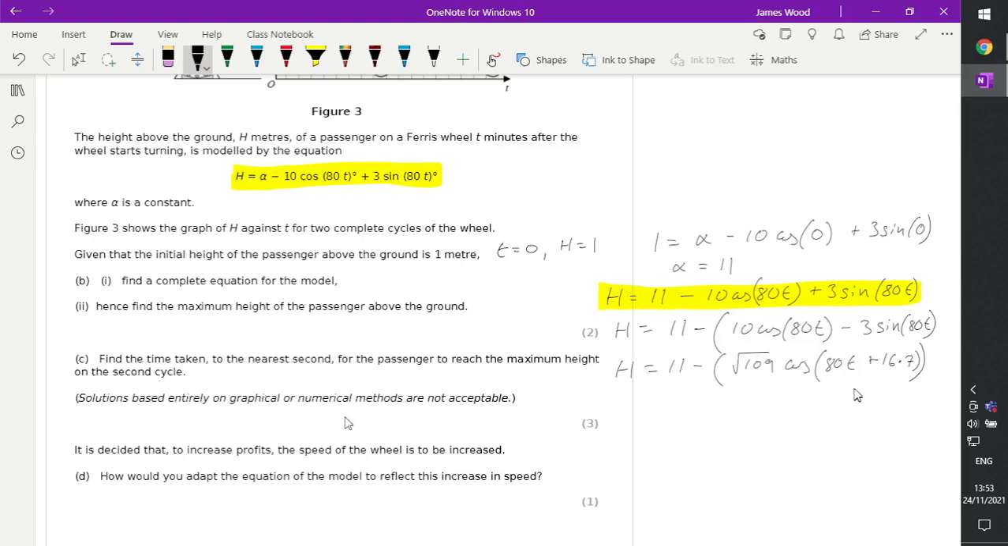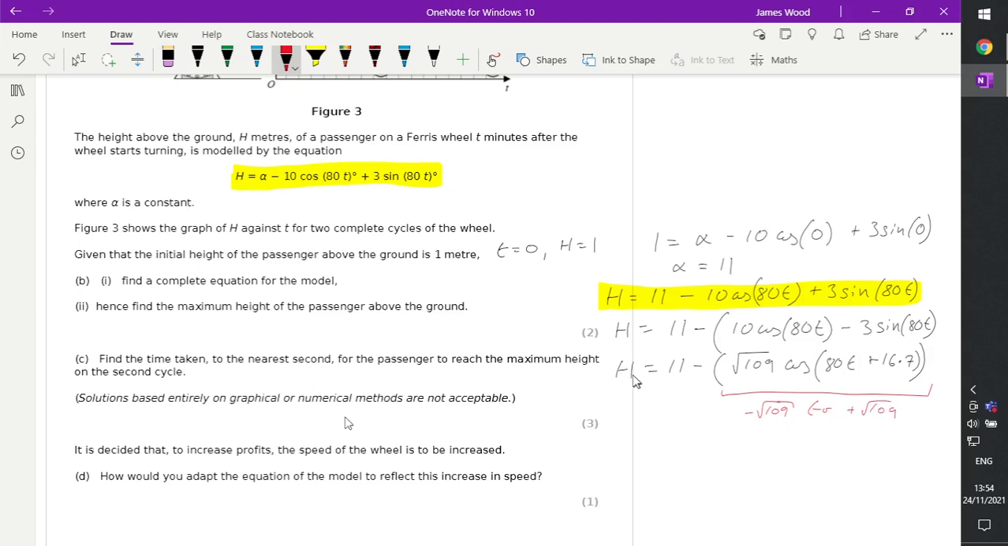So the maximum of this function, we talked about this when we did some examples last lesson, the maximum of this trig function here is going to be root 109, because cos alternates between 1 and minus 1. So we times it by root 109, that's now going to alternate between root 109 and minus root 109. So this bit here could be from negative root 109 to positive root 109.